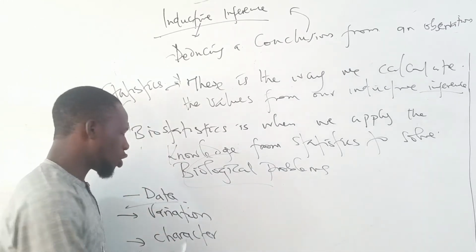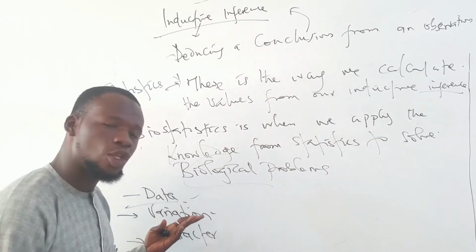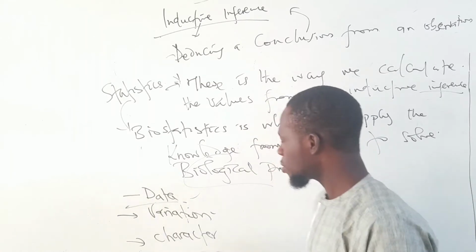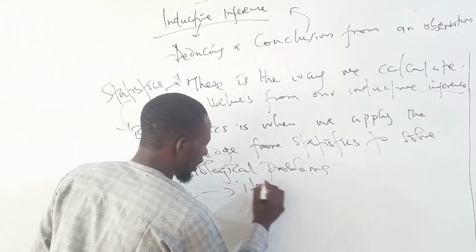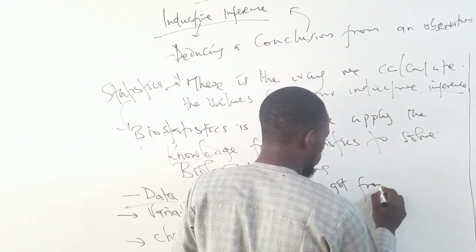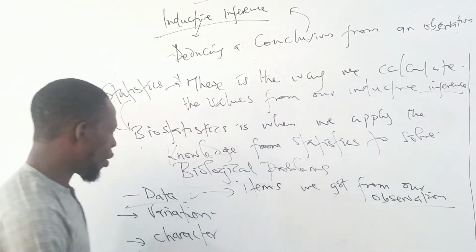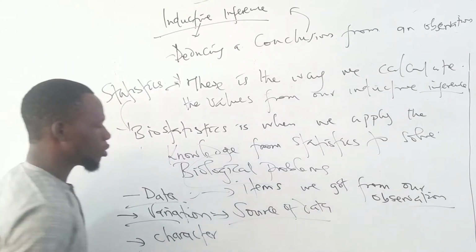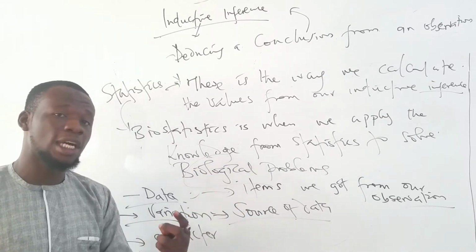So what are these sources of data? The source of your data is dependent on your variation. So your variation will give you the type of data you are going to be getting. We said already that our data are items we got from our observation. Now our variation is a source of data. So technically, the source of data we have is our variation, because you can't get your data without having variation.